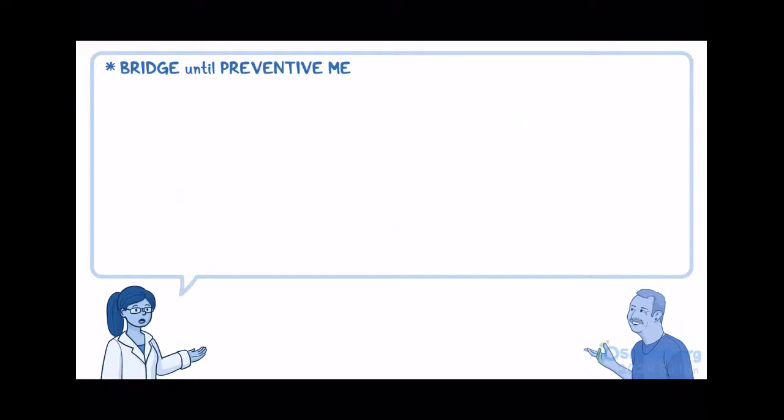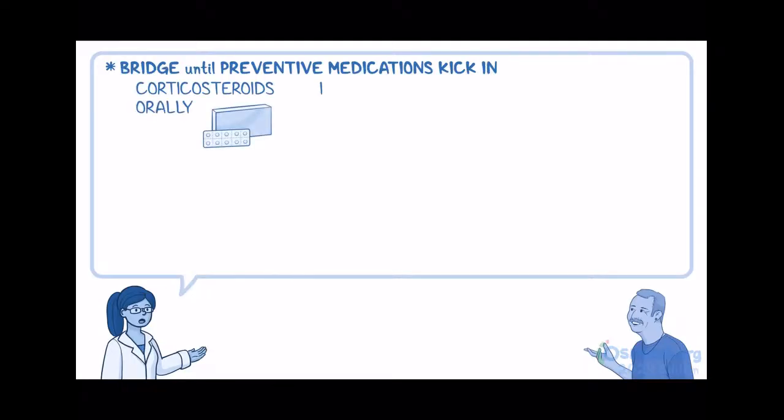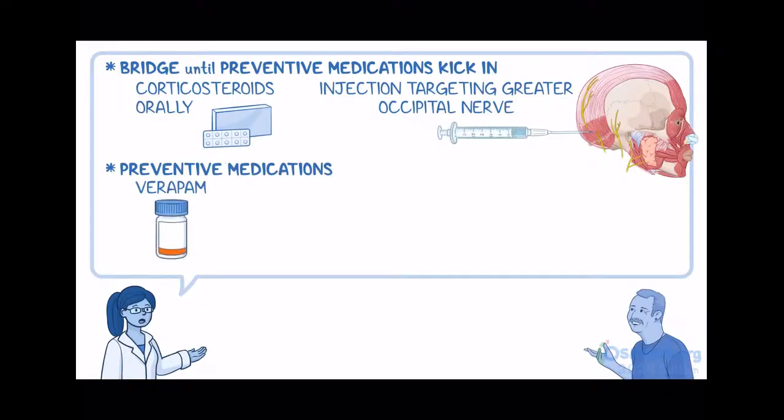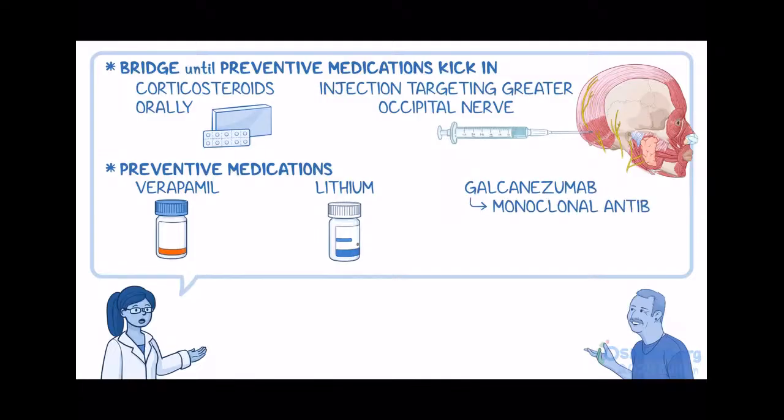To bridge the patient until preventive medications kick in, you can use corticosteroids orally or as an injection, targeting the greater occipital nerve. Finally, preventive medications include verapamil, lithium, and galcanezumab, which is a monoclonal antibody against the calcitonin gene-related peptide receptor, or the CGRP receptor.